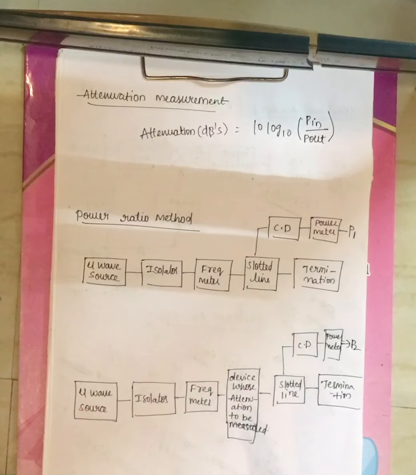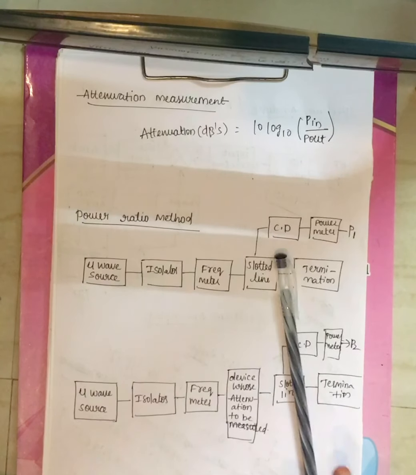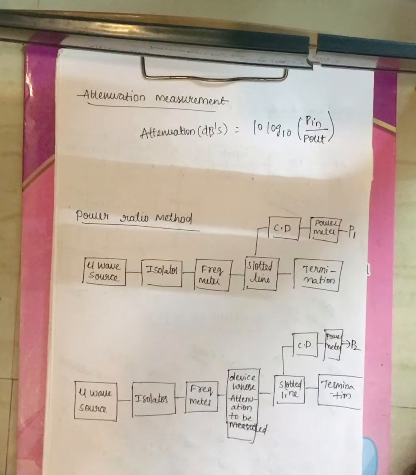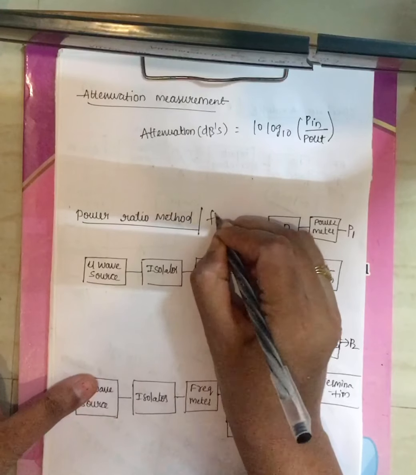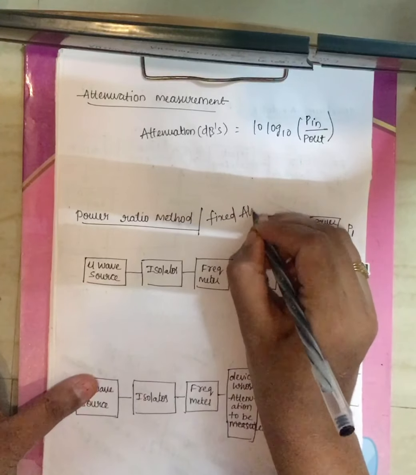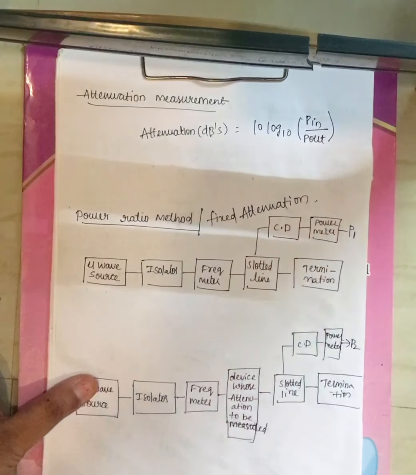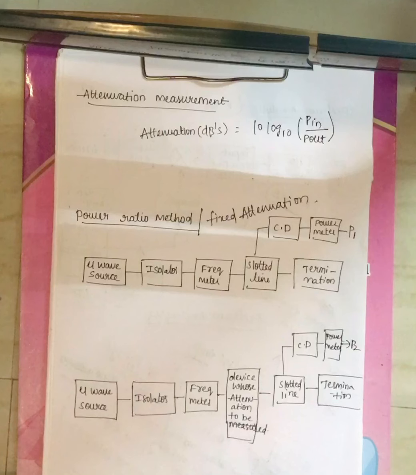We have seen different microwave devices and components under your subject, and all will provide some degree of attenuation, right? That degree of attenuation we have to measure using two different types of method. One is the power ratio method and another is the RF substitution method. Power ratio method or fixed attenuation, both are the same. The other one, RF substitution method or variable attenuation, both are the same, right?